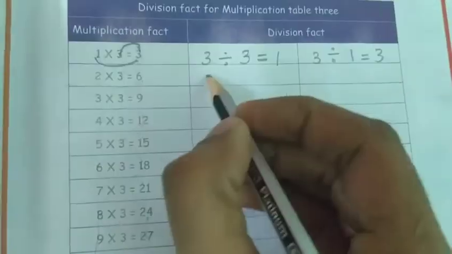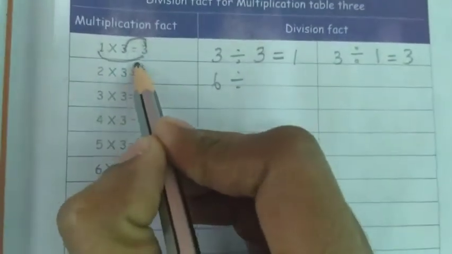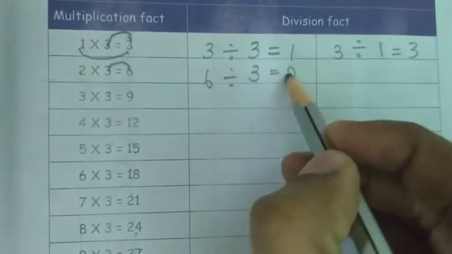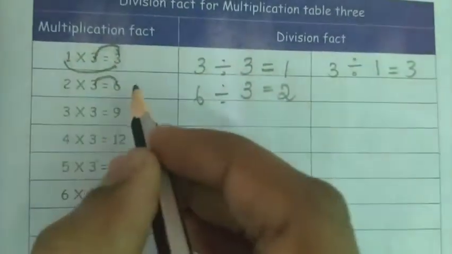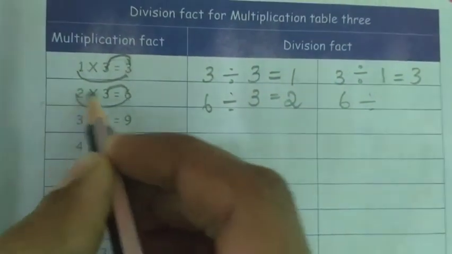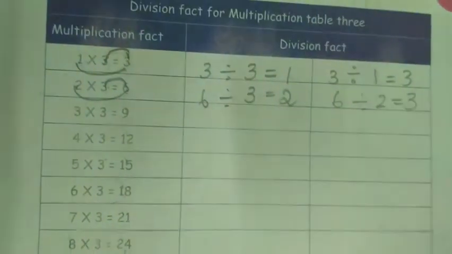Same like that, first write the product 6 divided by 3. Okay, 6 divided by 3 equal to, what is the other number? 2. 2 is the answer. Okay, same like that. First write the product 6 divided by 2. 6 divided by 2 equal to 3.